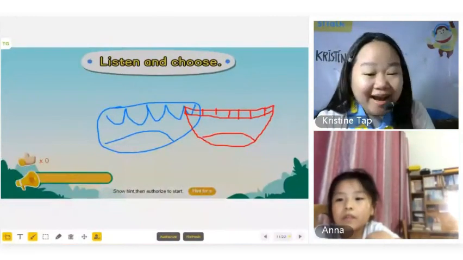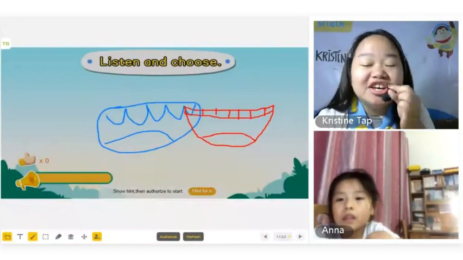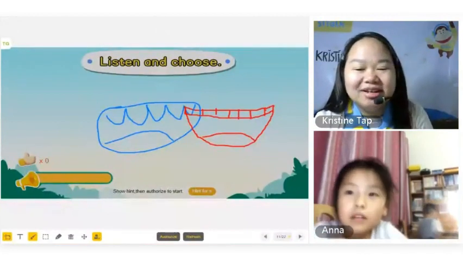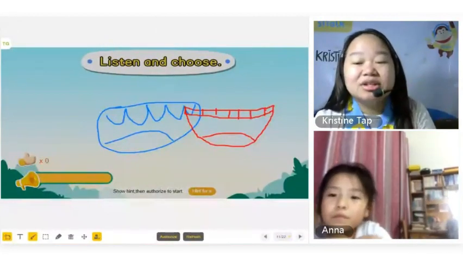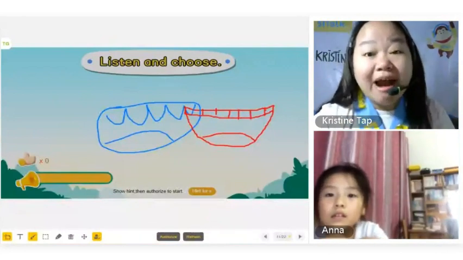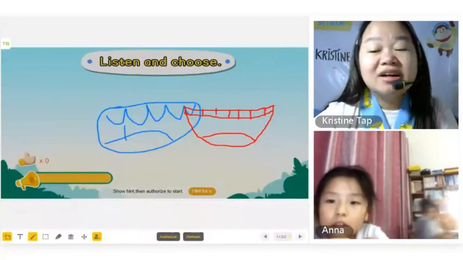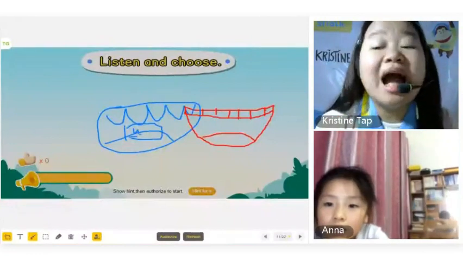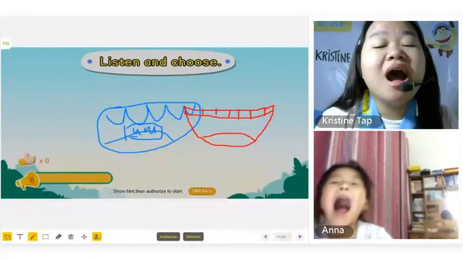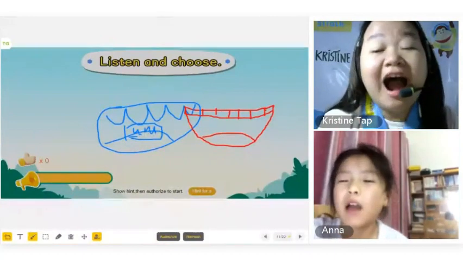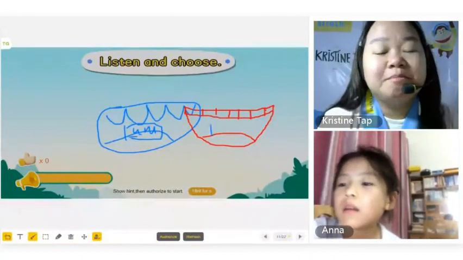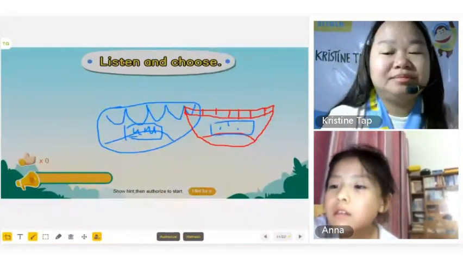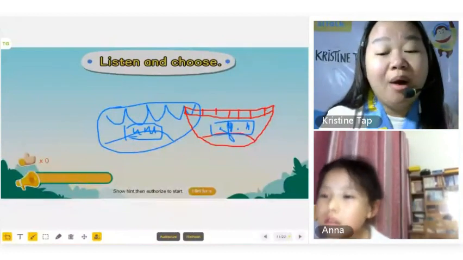Okay, wow, you have big teeth and a mouth. Mouth. Can you show your mouth on the camera? Say ah. Meow, meow, meow. Mouth. Wow, what is that?